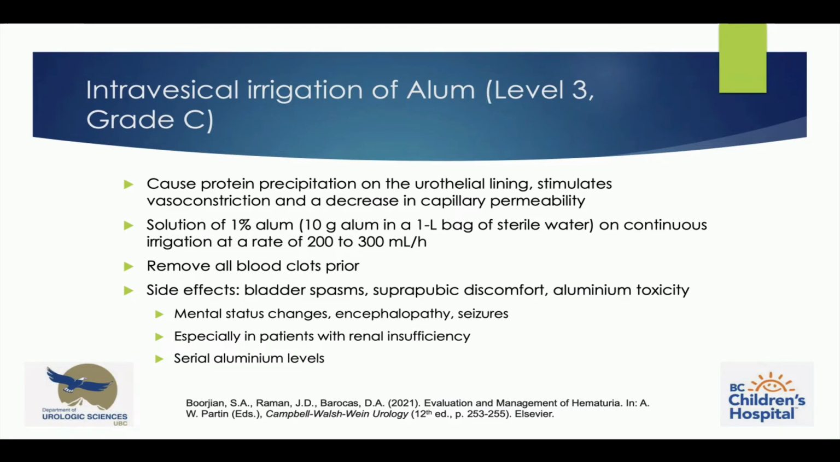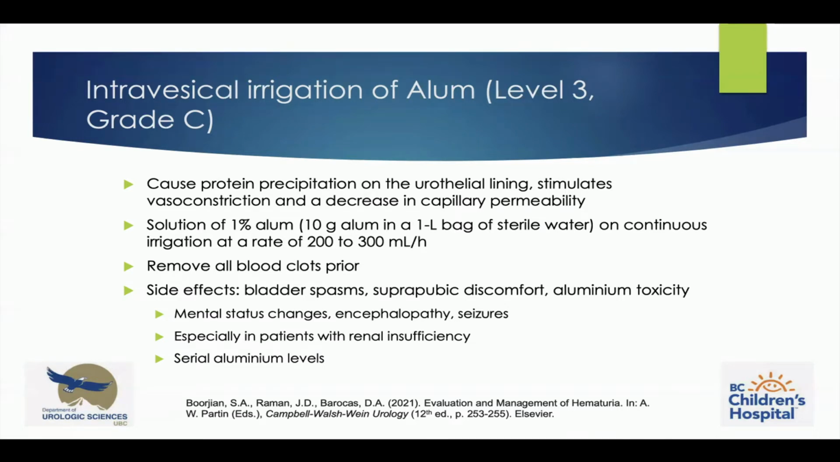So the recipe is a solution of 1% alum, so about 10 grams in a 1 liter bag of sterile water, on continuous irrigation at a rate of 200 to 300 milliliters per hour. It's important to remove all the blood clots prior to start the instillation.